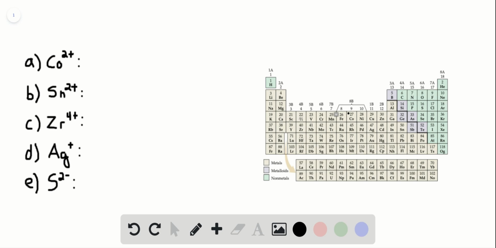4s2, 3d7. And so if this is cobalt 2+, we're going to remove 2 electrons. We'll remove those from the 4s orbital because it's higher in energy than the 3d. So if we take 2 away from the 4s, we're just left with the 3d7 electrons. So electron configuration is argon, 3d7.